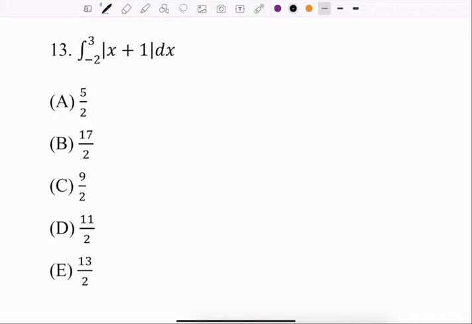The integral of an absolute value function. I'm going to draw a picture because I feel like that's really helpful. Let's graph what the absolute value of x plus 1 would look like. Now, x plus 1 in the mother function of absolute values would be the absolute value of x minus b.